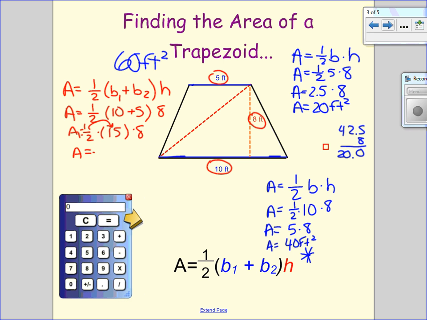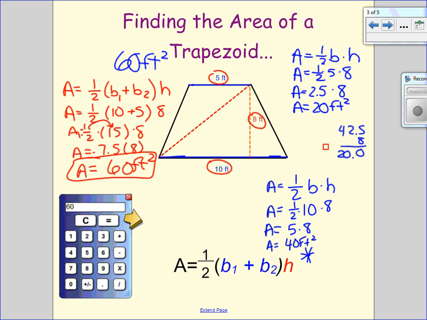Okay, so now we have 7.5 times 8. All right, area equals, let's take 7.5 times 8, and we get 60. Perfect. 60 feet squared, or 60 square feet.